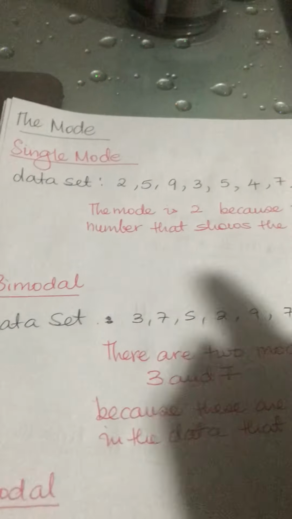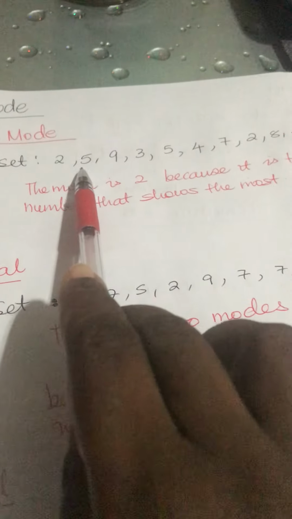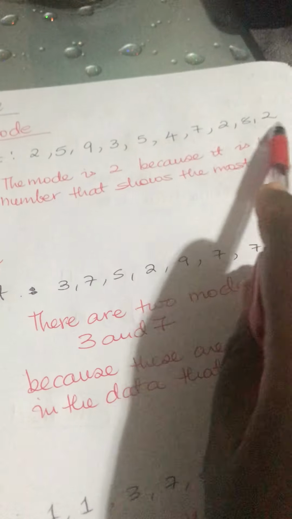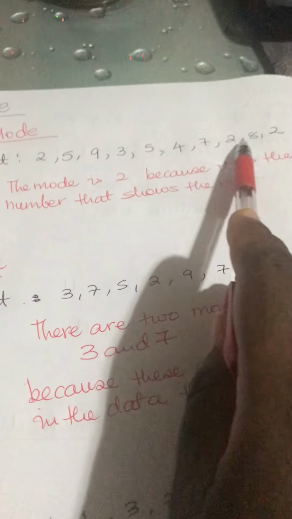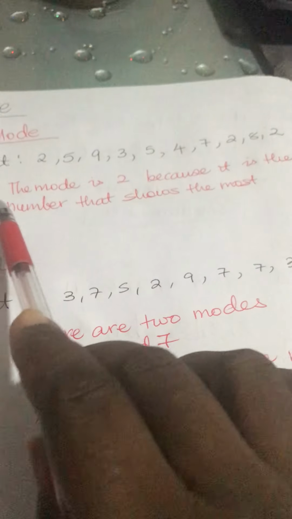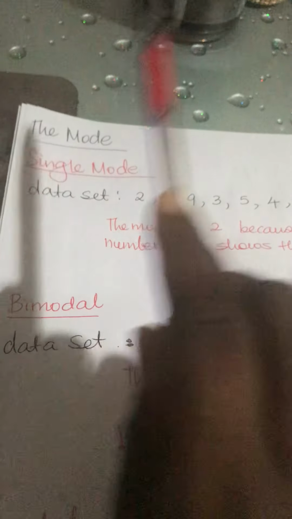Now, let us do mode. So here is an example of a mode, single mode. I have my data set. Which number is appearing the most? 2. There are three 2s. Every other number is less than 3. So the mode here is 2 because it is the number that shows up the most. And because it is one number, we are calling it a single mode.